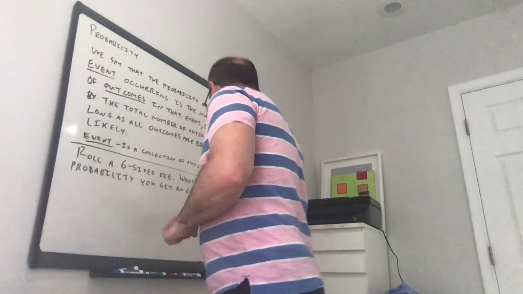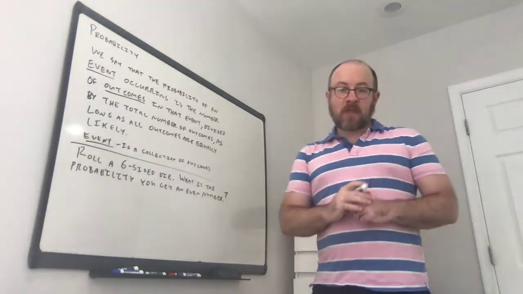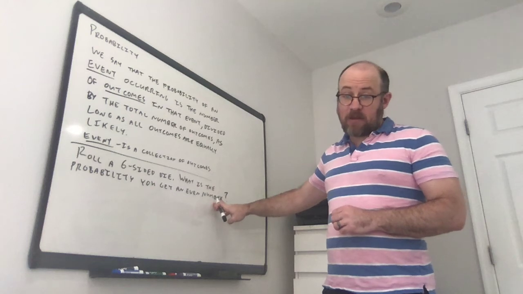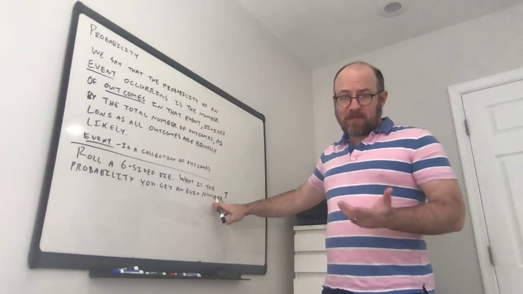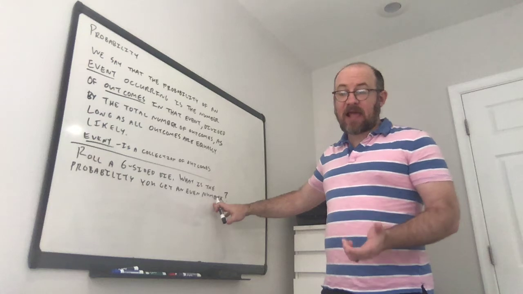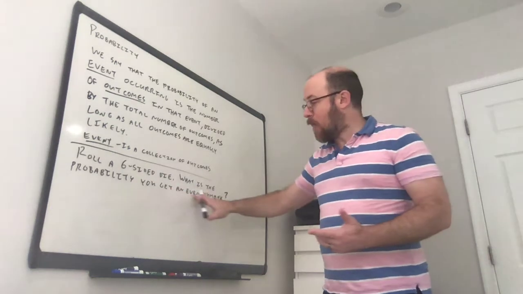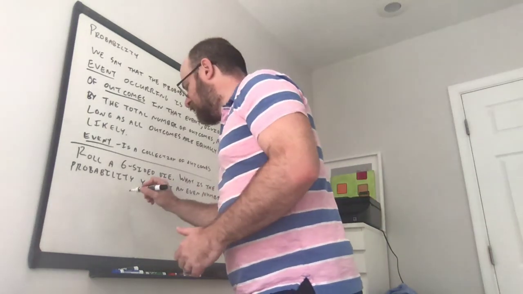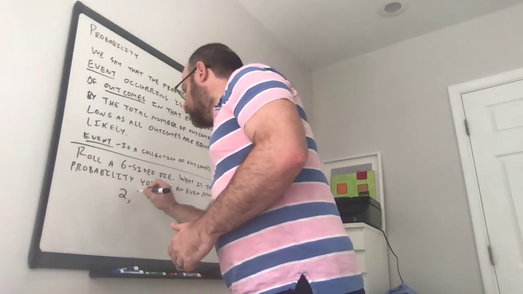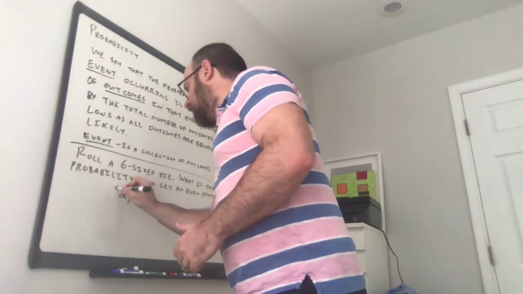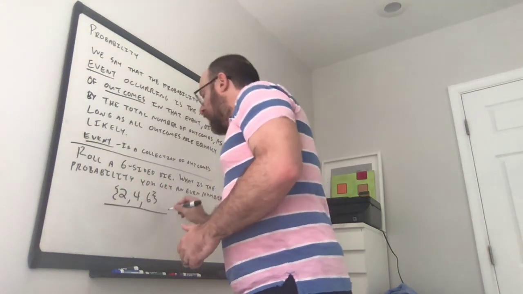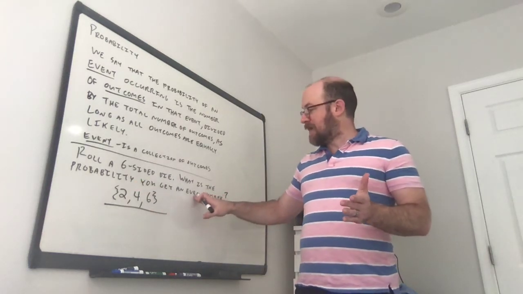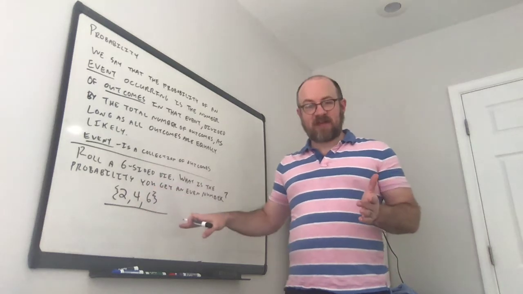Okay? So in this case, the event that we're looking for the probability of is getting an even number. But we're going to think about that event as a collection of possible outcomes. So what outcomes match this event? Well, if you roll a 6-sided die, you can get a 2, a 4, or a 6 are the possible outcomes where you get an even number. So if you get an even number, it's either 2, 4, or 6.